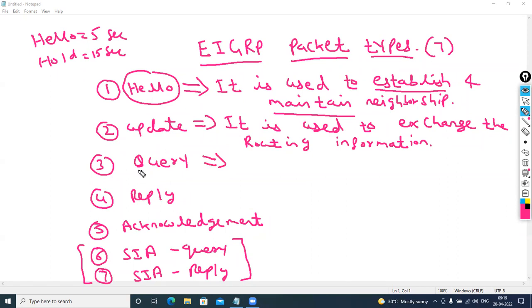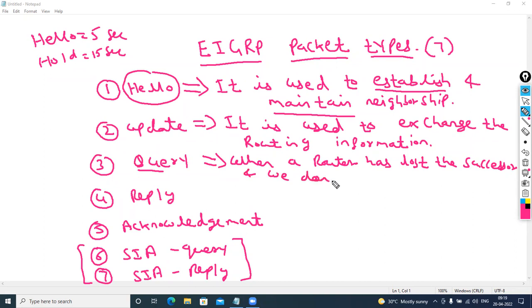A query is used when a particular router has lost its successor and we don't have a feasible successor in the topology table. Then the router will start querying.